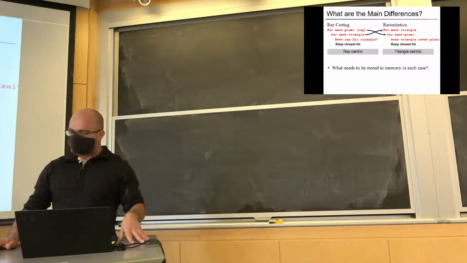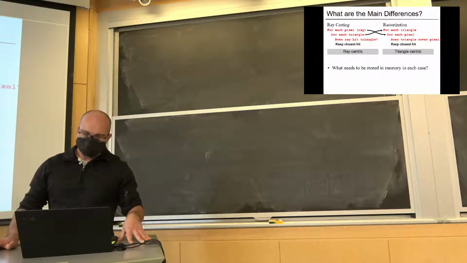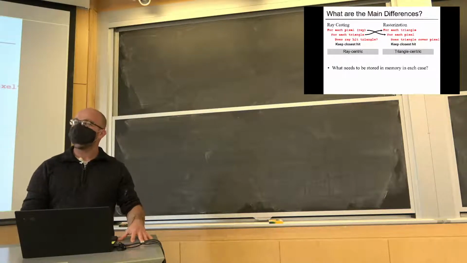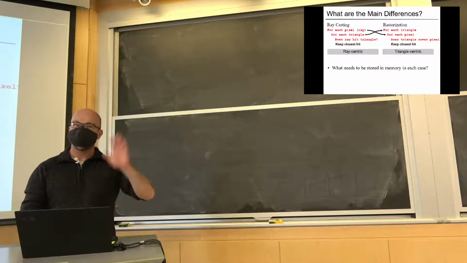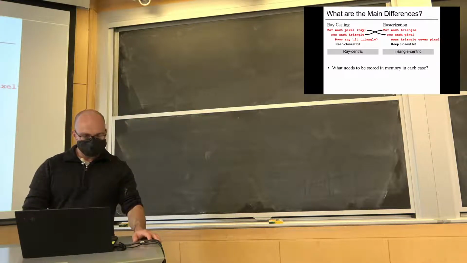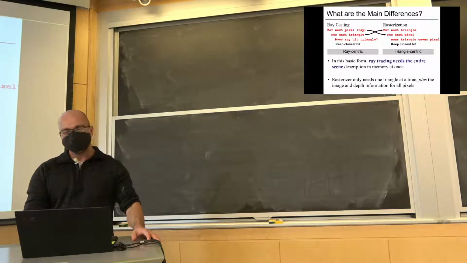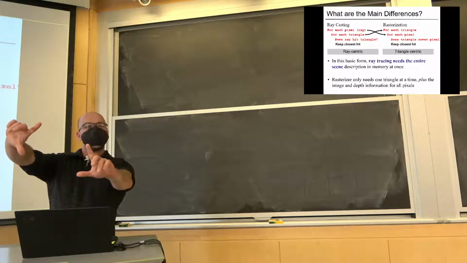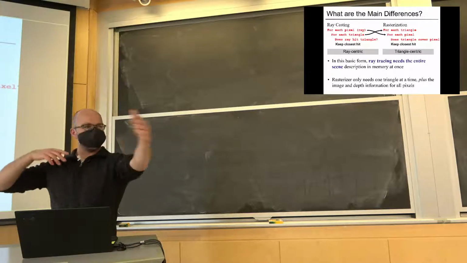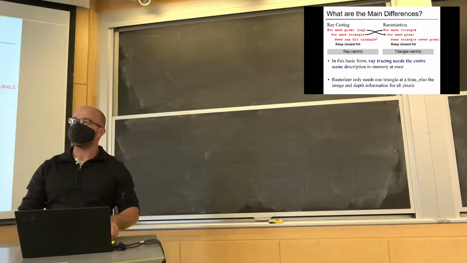One of the big advantages of doing rasterization is that I actually only need one triangle at a time. I draw that triangle and then I forget it. And what that means is that I often need far less memory, because storing an image of my scene typically takes a lot less memory than a complete description of a 3D virtual world.